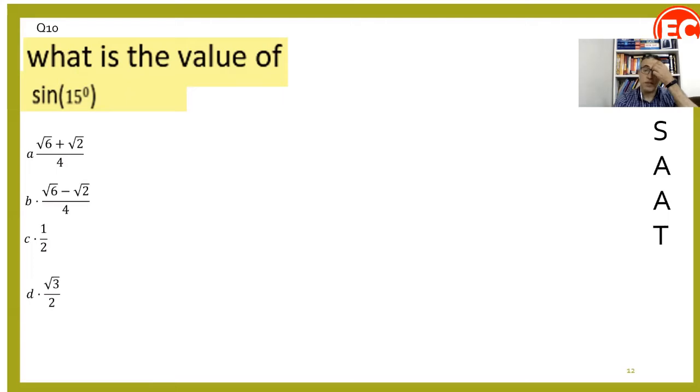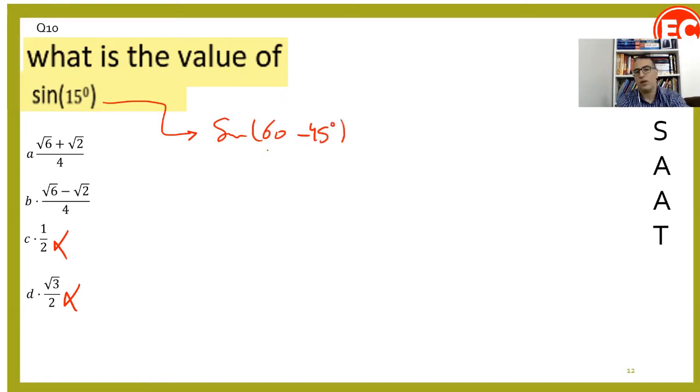Is it root 6 plus root 2 over 4? Is it root 6 minus root 2 over 4? Is it half? Is it root 3 over 2? Of course, it's not half. It's not root 3 over 2. But I can say that sine 15 is equal to sine of 60 minus 45.